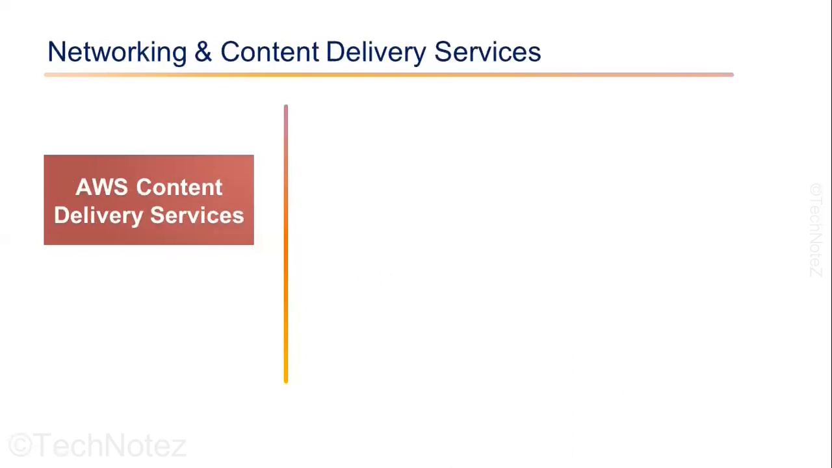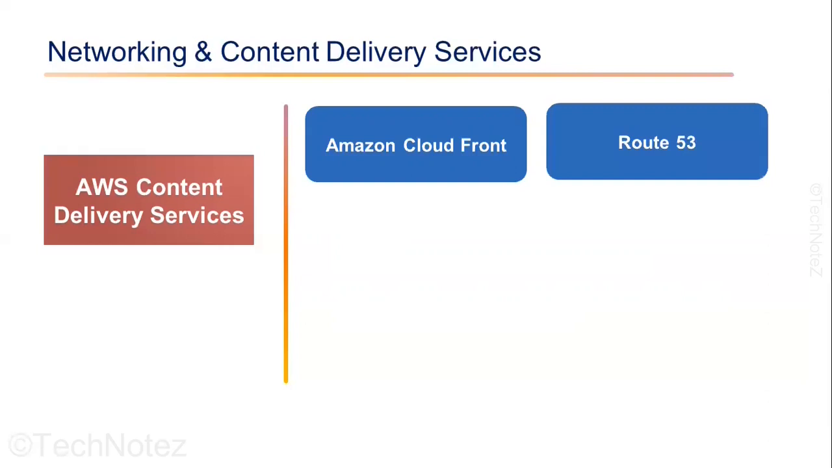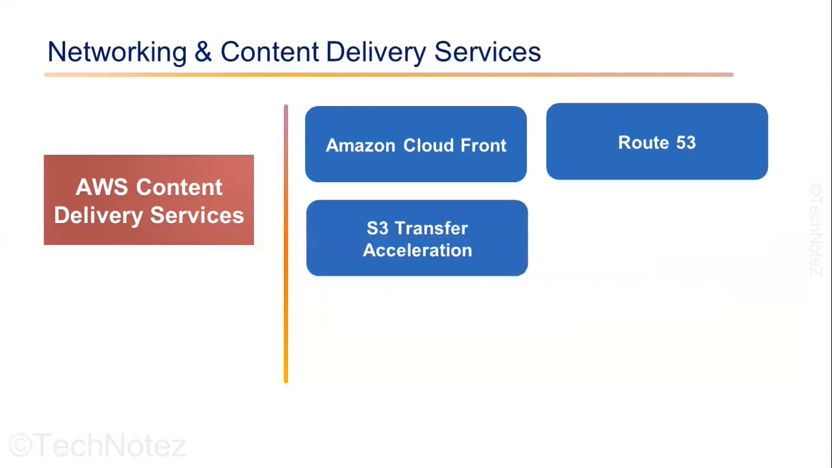The content delivery network services include multiple components like Amazon CloudFront. CloudFront securely delivers data, video, applications, and APIs to customers with low latency and high transfer speed. Amazon Route 53. Route 53 is a highly available and scalable DNS service that translates the domain name to IP addresses. S3 Transfer Acceleration. S3 Transfer Acceleration is a data transfer service that uses CloudFront's edge locations to accelerate the data transfer over the internet to Amazon S3. The transfer acceleration can be used if you are transferring a large amount of data to S3 over the internet.